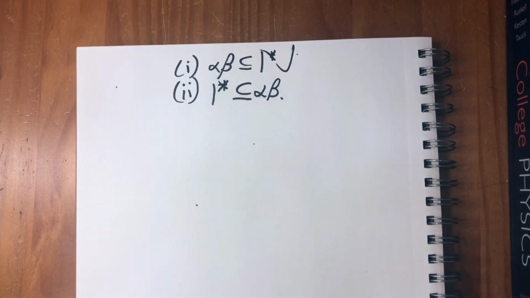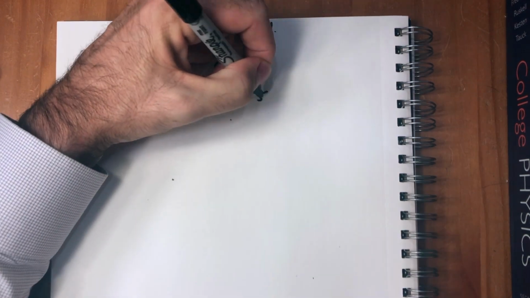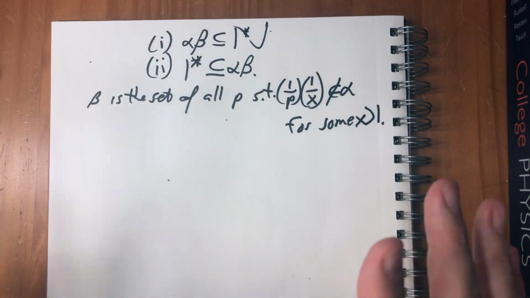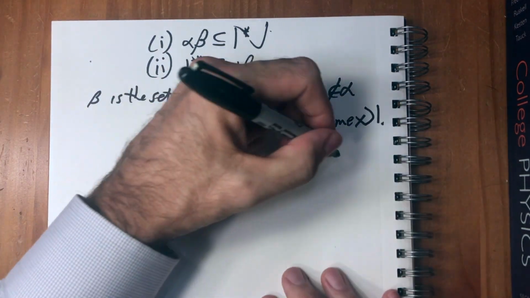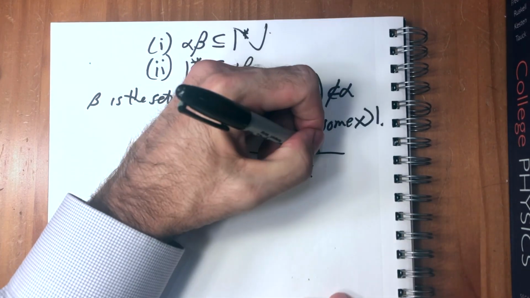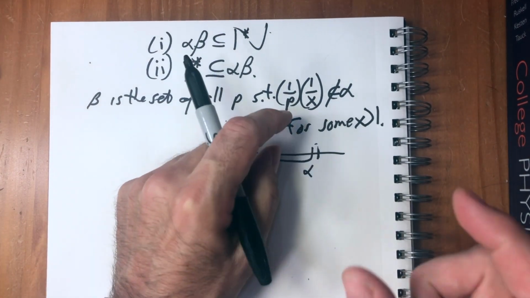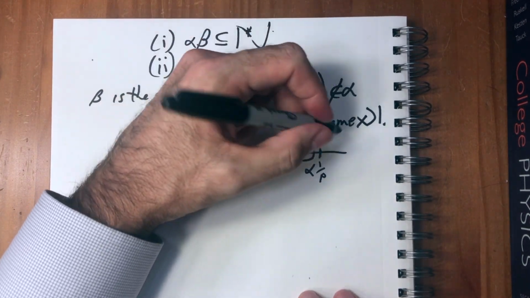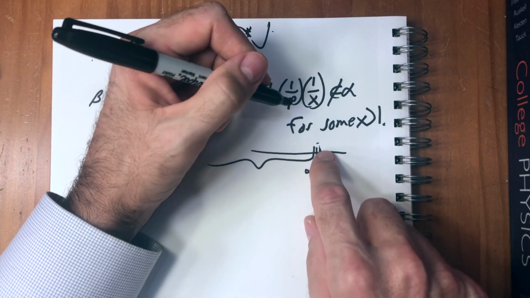So again, beta is the set of all p such that 1 over p times 1 over x is not an element of alpha for some x greater than 1. In other words, it's all the p's such that the reciprocal of p is a little bit bigger than the edge of alpha. If this is alpha, then the reciprocal of p is going to be at least a little bit outside, so that if x is greater than 1, then 1 over x is some amount smaller than 1, which means that if this is 1 over p, then 1 over p times 1 over x, there's going to exist some x such that we can fit another one in here, so that there's no smallest element here.